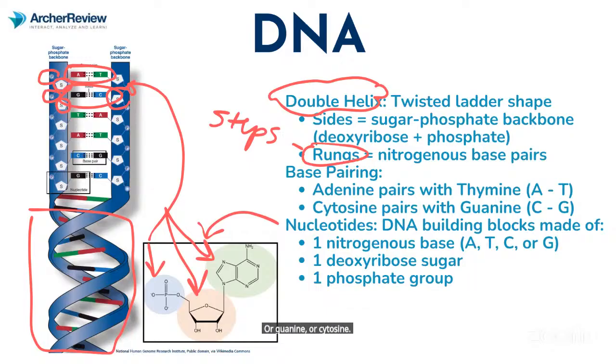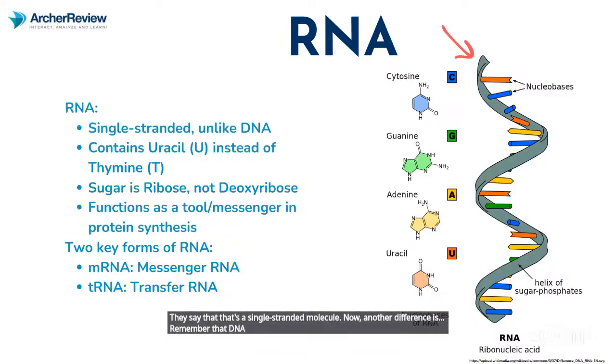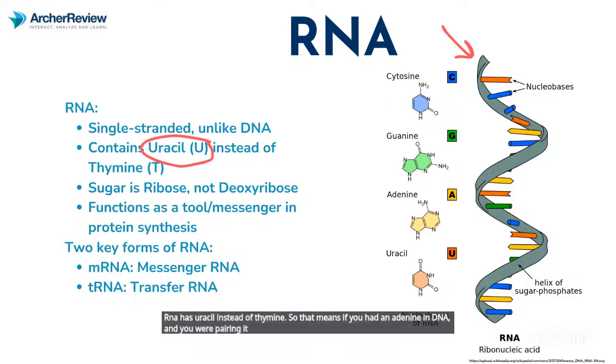Now let's turn our attention to RNA. RNA is still a nucleotide, much like DNA, but notice it's half of a spiral. It's not a complete spiral. They say that that's a single-stranded molecule. Now, another difference is, remember that DNA has thymine as one of its bases. RNA has uracil instead of thymine. So that means if you had an adenine in DNA and you were pairing it with an RNA, you would have to pair it with a uracil instead of a thymine.